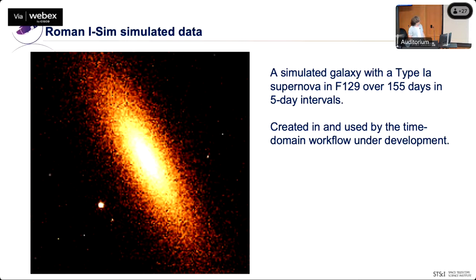And here is our lovely time domain example. So this is a type 1a supernova in the F129 filter over 155 days in 5-day intervals. So the workflow that shows you actually how to make this data is still being finalized. It is available in the Nexus, but we are still sort of beta testing this. And then we're also working on a follow-up tutorial showing how to do analysis of time domain data.